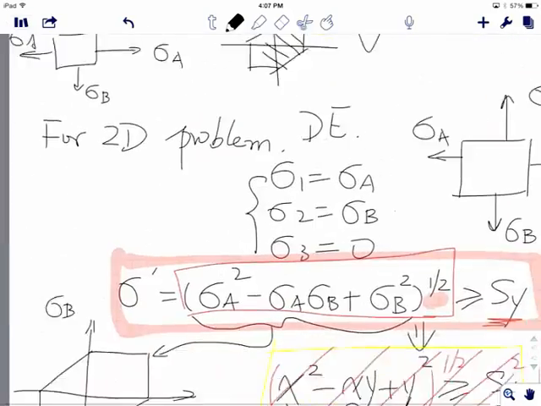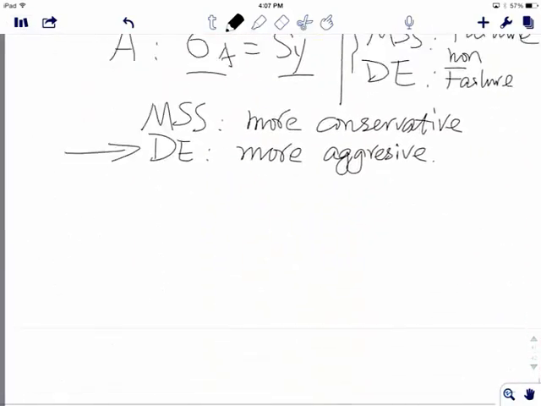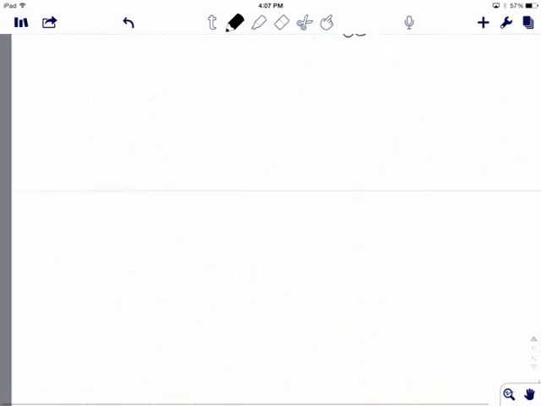Let's see here. I don't think I'll have time to go through an example today, so let me just finish it up, and on Thursday we'll go through a big example to cover all the maximum shear stress and distortion energy criteria.